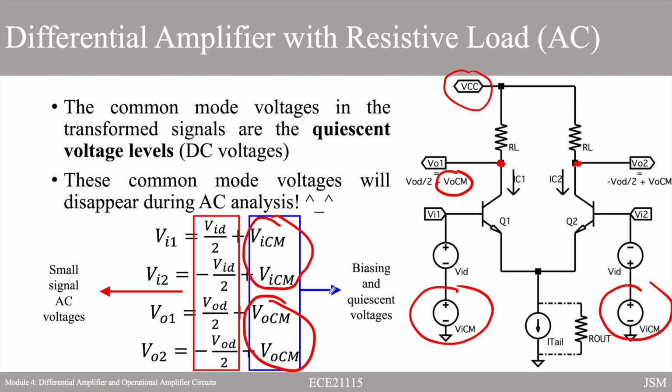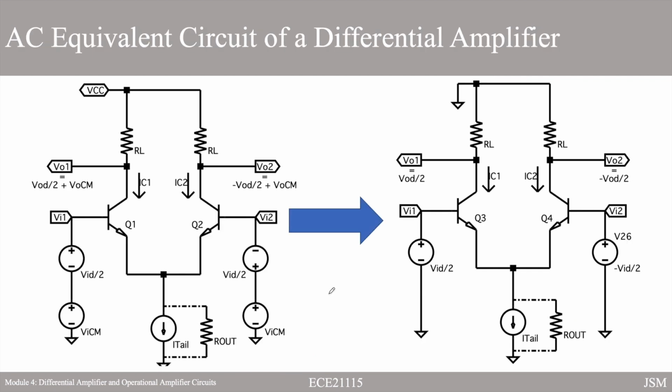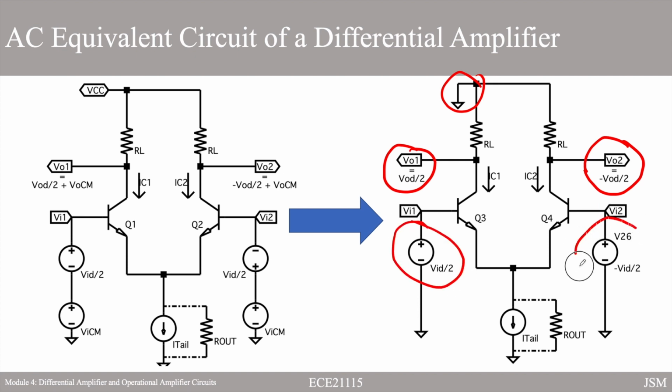So, pag tinanggal natin yan, ang matitira is, ayan. VCC became ground, VO1 became positive VOD over 2, VO2 became negative VOD over 2, VI1 became VID over 2, and VI2 became negative VID over 2. So, take note pala, actually, hindi ko kasi na-edit. So, yung ITIL dito, this is a DC current source. And ginagawa natin for AC analysis, ginagawa nating open yung mga DC current sources.